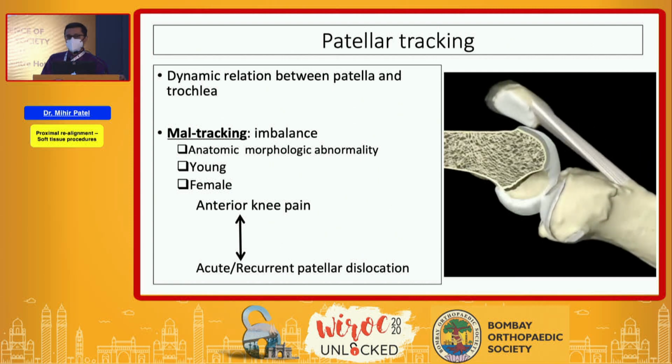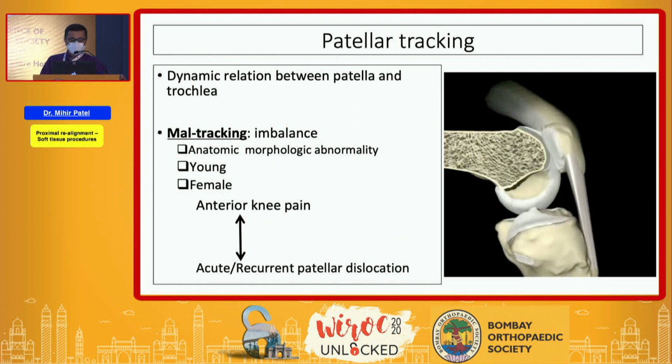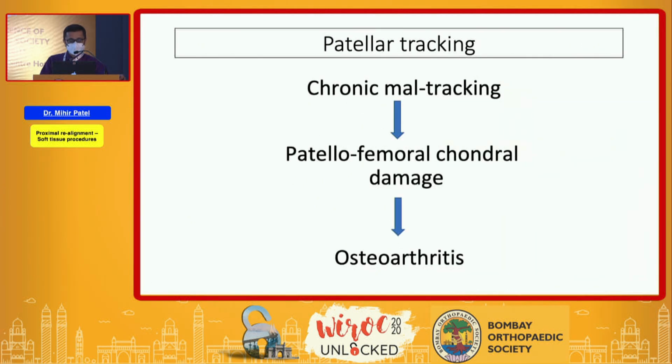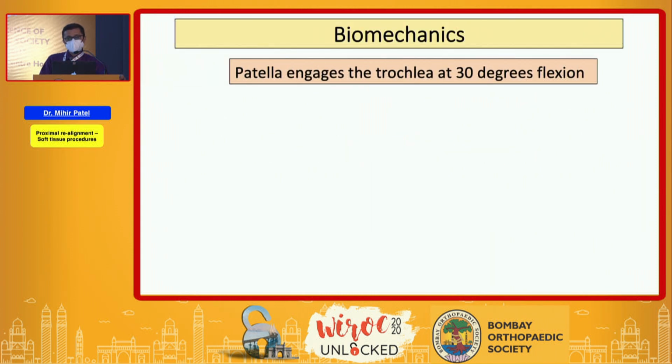The symptom complex starts from anterior knee pain, and at the other end of the spectrum, we have acute or recurrent patellar dislocation. So what happens? If there is chronic maltracking, there is patellofemoral condyle damage and finally leads to osteoarthritis. Biomechanics we have to understand, most important is the patella engages the trochlea only at 30 degrees of flexion.